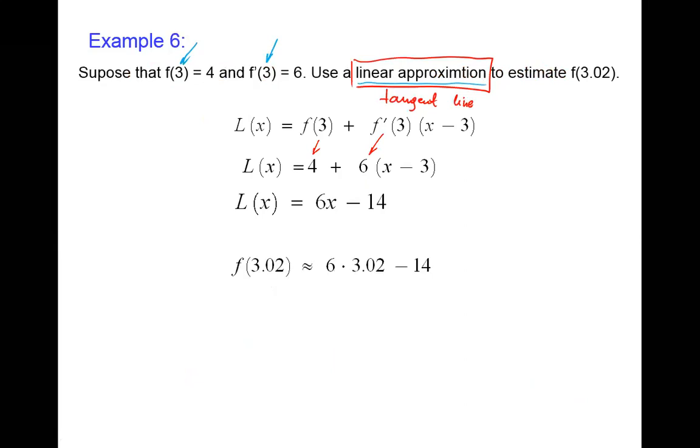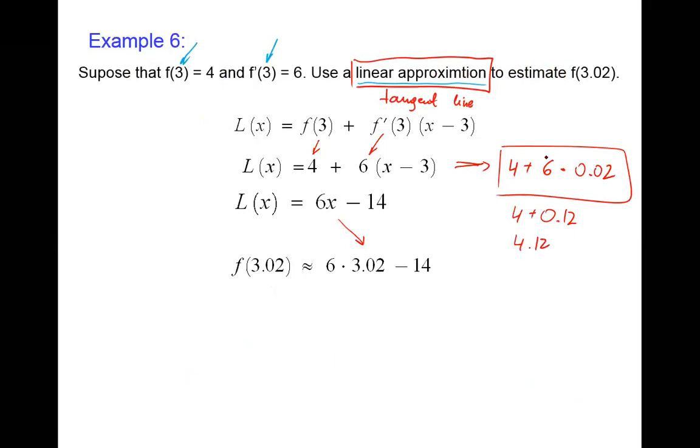And now, just instead of x, we can substitute the value. Or if you prefer, because I was doing this right away, 4 plus 6 times the difference, 0.02. When I ask you what is the value, I was doing this right away. 6 times 0.02, I think 2 times 6 is 12, so 0.12. And we do have 6 times 3, 18. 6 times 3.02 is 18.12, and subtracting 14, it's 4.12. That means the final answer is 4.12.